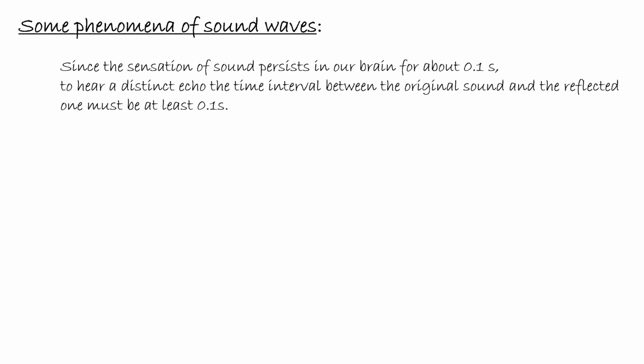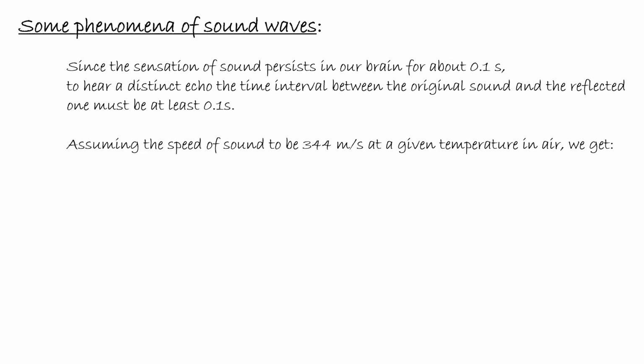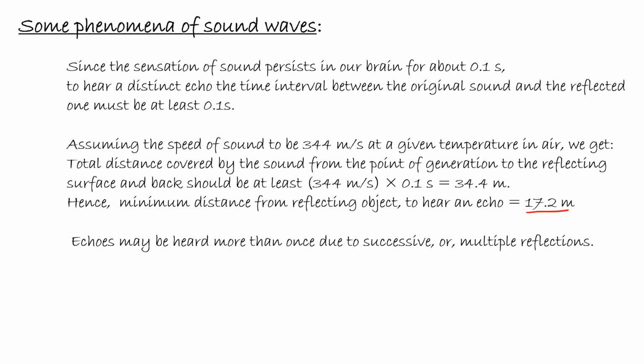Getting a bit serious though, since the sensation of sound persists in our brain for about 0.1 seconds, which is called the persistence of sound, to hear a distinct echo, the time interval between the original sound and the reflected one must be at least 0.1 seconds. Now applying suitable assumptions and doing the required math, we find that the minimum distance from the reflecting object to hear an echo should be 17.2 meters. However, this distance will of course change with the temperature of air. The rolling of thunder is caused due to successive or multiple reflections of echoes from between the clouds and the ground.